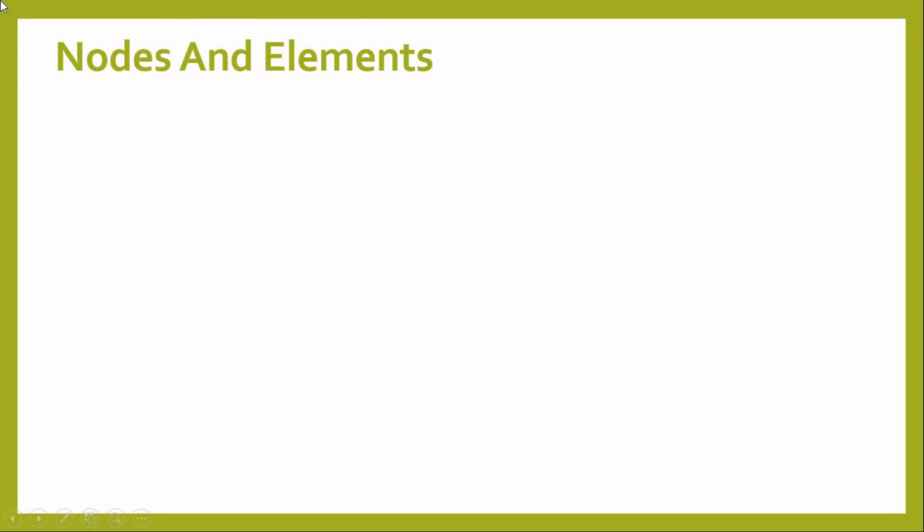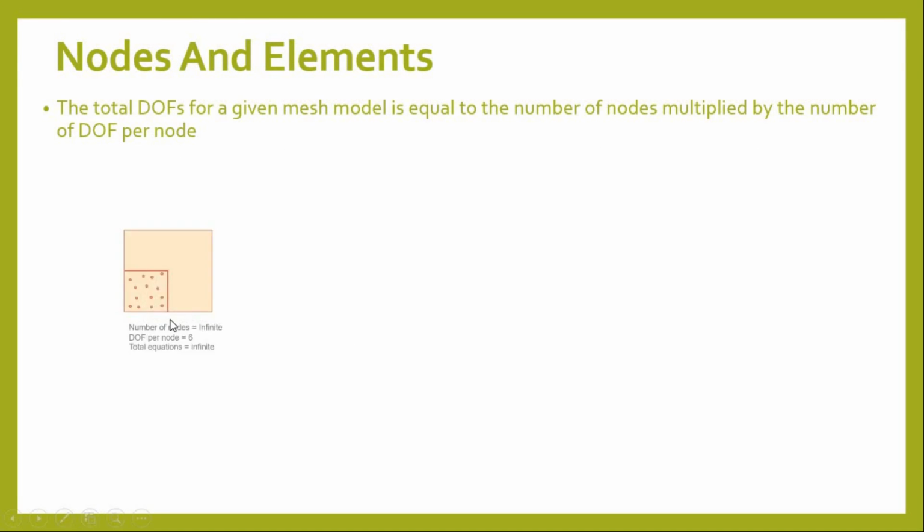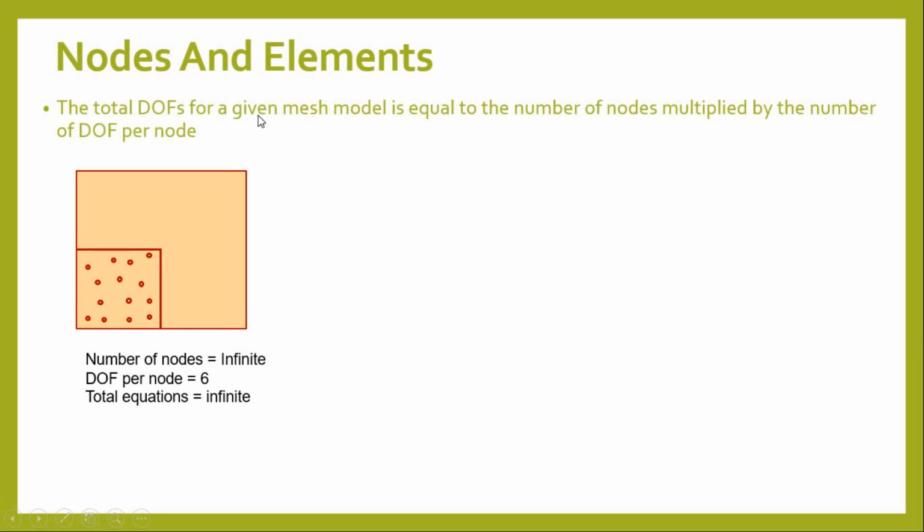So the nodes and elements, we already saw nodes and elements. The total degrees of freedom for a given mesh model is equal to the number of nodes multiplied by the number of degrees of freedom. Consider this rectangular object, this rectangular patch. Here the number of nodes is infinite, and there are 6 degrees of freedom. So the total equations are infinite into 6: number of nodes into degrees of freedom per node. So here it is infinite, right?